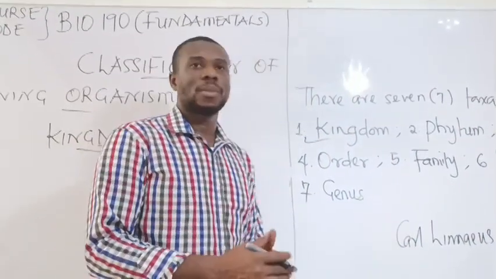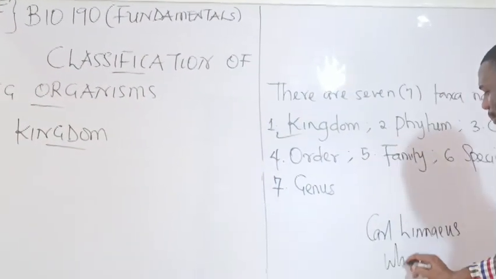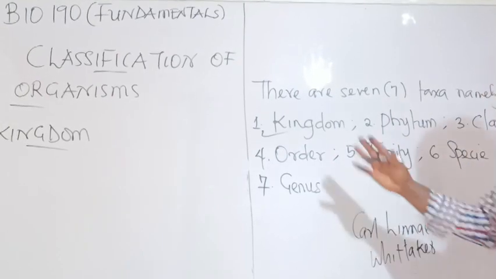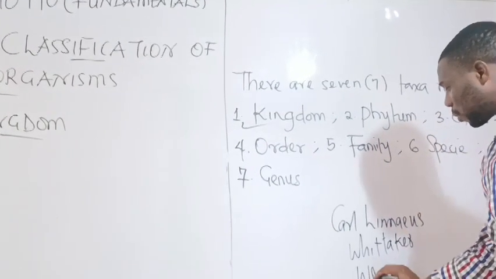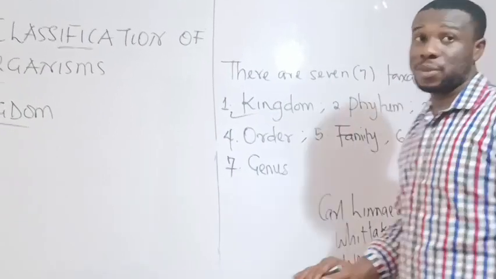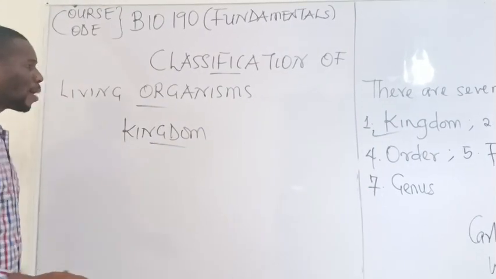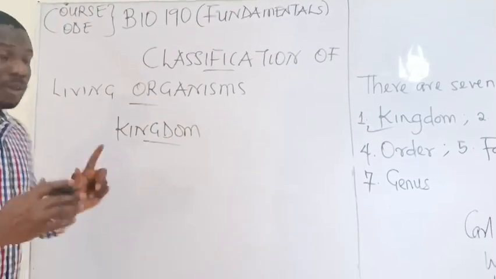So Carl Linnaeus was the first. Then the likes of Whittaker also did lots of work in classifying living organisms. Then we also have Woese. So they all did lots of research. All right, so let's talk about the kingdoms now. There are basically 5 kingdoms of the living organisms.